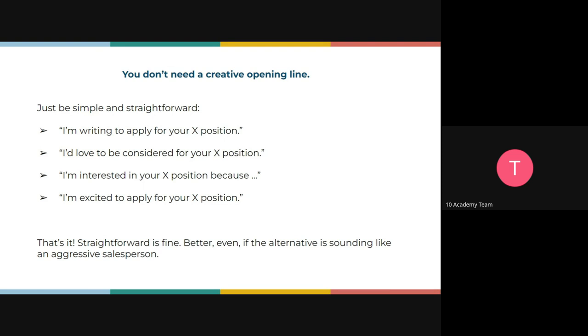The opening line can be as simple as, I'm writing to apply for so and so position. Then in the introduction, you tell them the role you're applying for and how you got to know about the role, if it's relevant. Maybe you saw the advertisement or you were referred by someone, so you mention it there. And then you can briefly describe how you can contribute to the company. That will be your introduction.